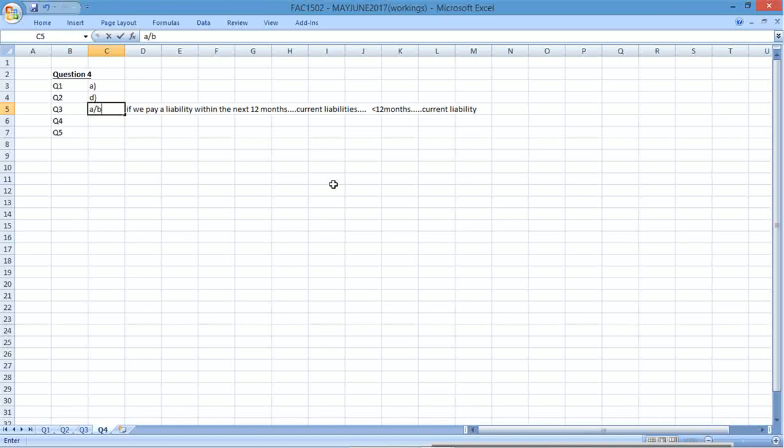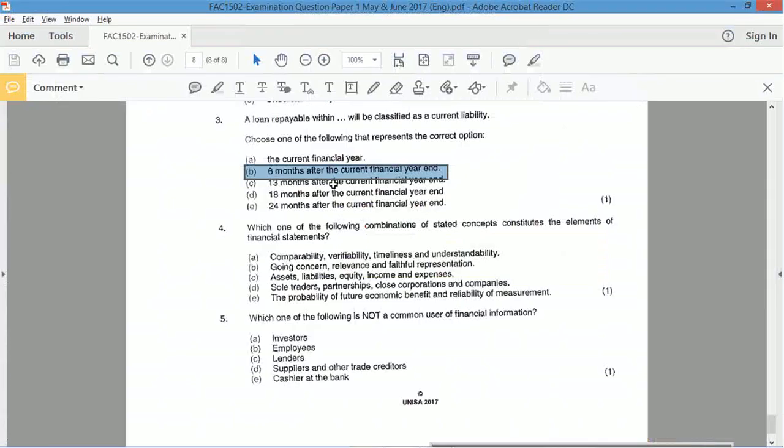A/B would be correct, and you can see page 26 of the textbook confirms that. The textbook gives more detailed information relating to the theory. Which of the following combinations of stated concepts constitute the elements of financial statements? If we're looking at the elements, financial statements need to be prepared on a going concern basis.